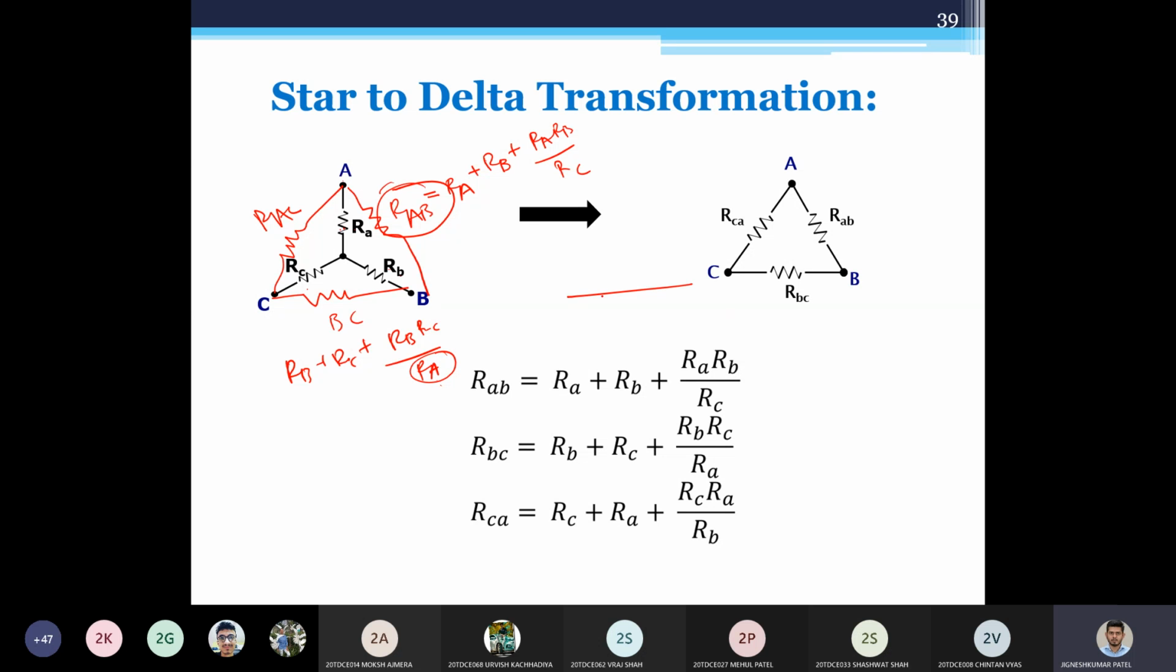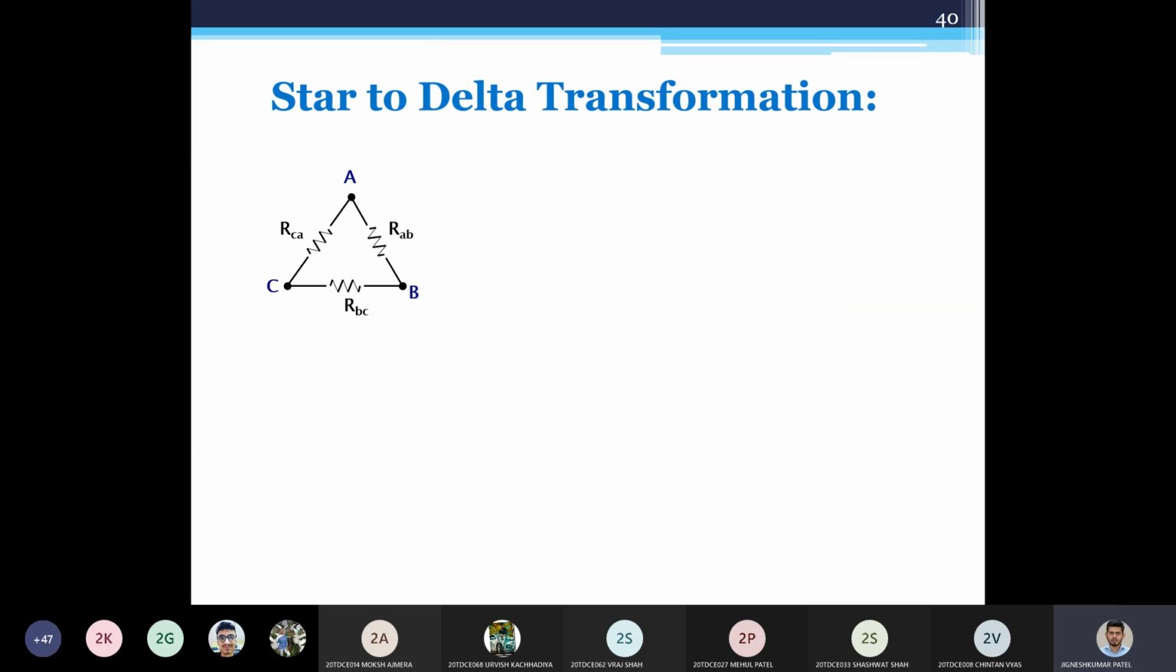For delta to star, for reverse transformation like this, there is a different equation, with RA, RB and RC. I'm going from this to RAB, RBC and RCA. So star to delta will be having this equation. RAB is equal to RA plus RB, multiplication of A and B, division by C. I'll add all these three. And same for the other two branches.